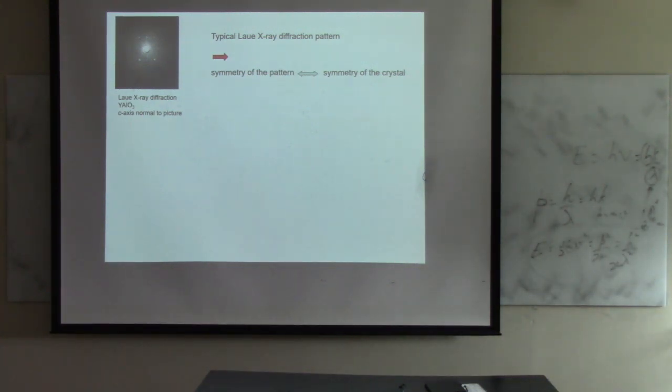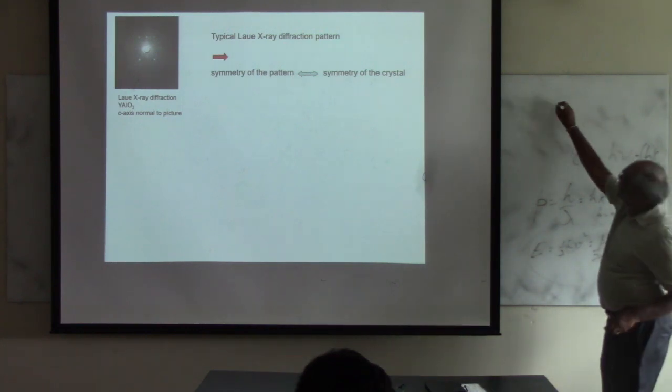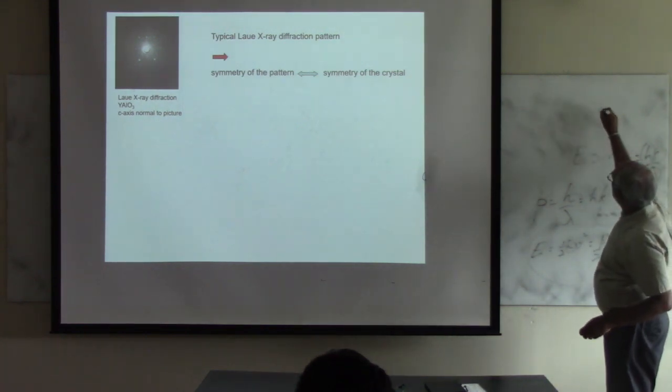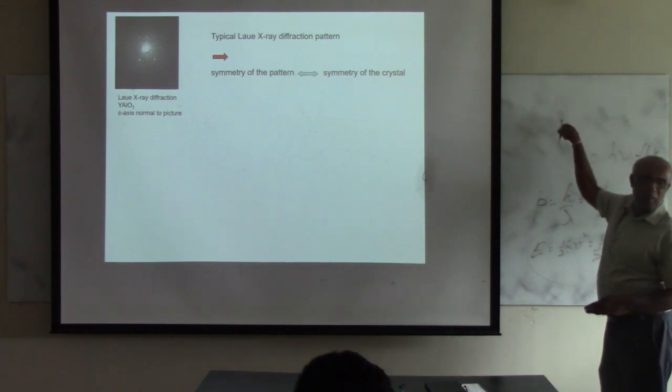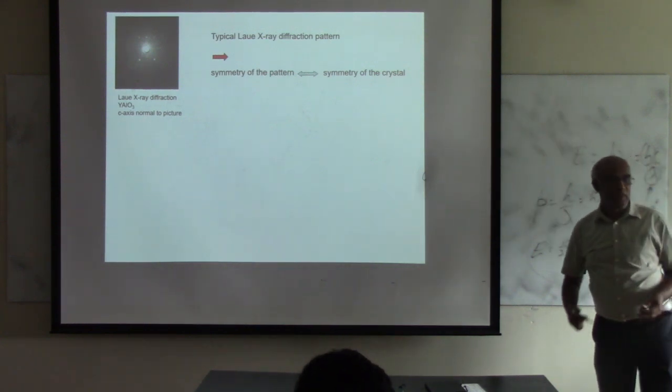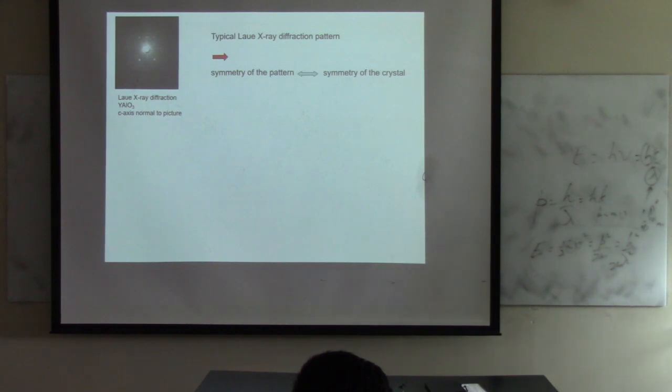The important thing is the symmetry of your crystal can be seen in your diffraction. So if I see something like this, you will see some six-fold symmetry, right? This mostly comes from hexagonal structures, even graphene, right?